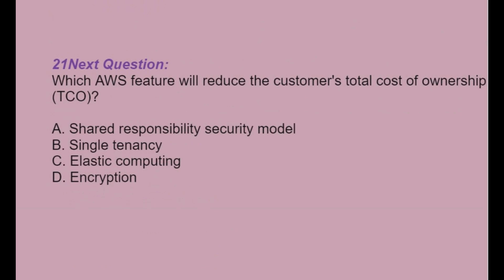Question is: which AWS feature will reduce the customer's total cost of ownership TCO? Option A, shared responsibility security model. Option B, single tenancy. Option C, elastic computing. Option D, encryption. Correct answer is option C.